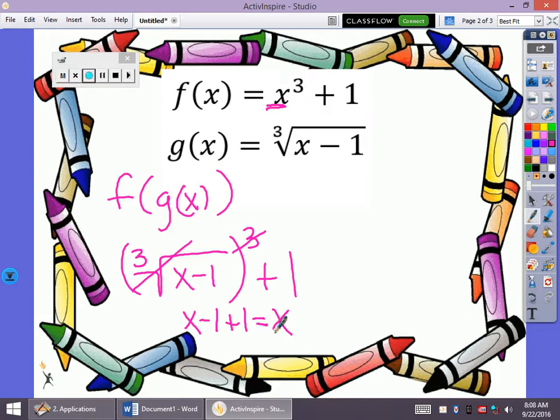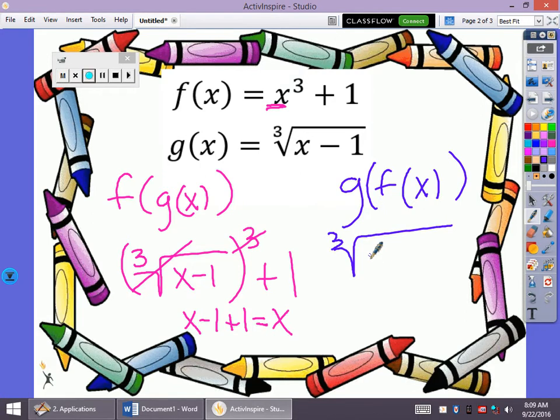So now I'm going to come over here, and I'm going to do g of f of x. What is my main function? g. So cubic root of x cubed plus 1 minus 1. Okay, what happens to the plus 1 minus 1? Cancels. What is the cubic root of x cubed? x. They're both x, therefore they are inverses. Okay?